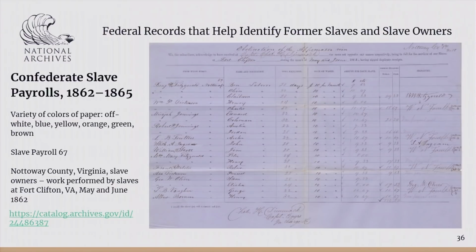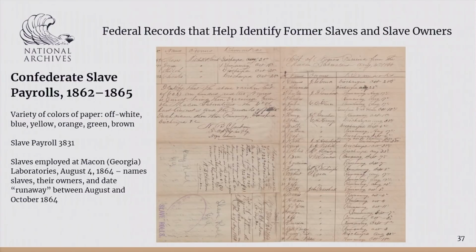If the slave owner could not appear in person to get payment, then he or she could sign a power of attorney to authorize another individual to receive payment on their behalf. And those powers of attorney are also in the files and are included online. This is Slave Payroll 3831, which is one of the payrolls that provides an example of slaves that ran away. These are slaves employed at Macon, Georgia laboratories in August of 1864, which likewise names the slaves, their owners, and the date they ran away between August and October of 1864.